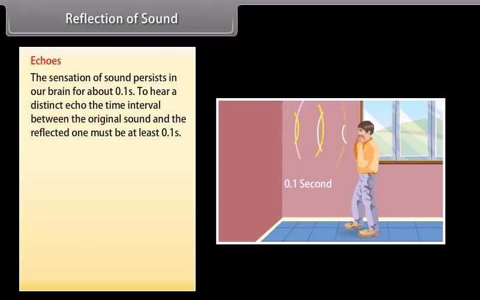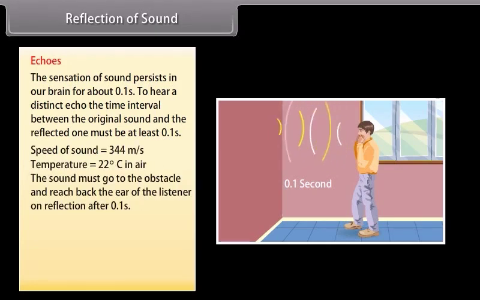To hear a distinct echo, the time interval between the original sound and the reflected one must be at least 0.1 second. If we take the speed of sound to be 344 meters per second at a given temperature, say 22 degrees Celsius in air, the sound must go back to the obstacle and reach back the ear of the listener on reflection after 0.1 second.